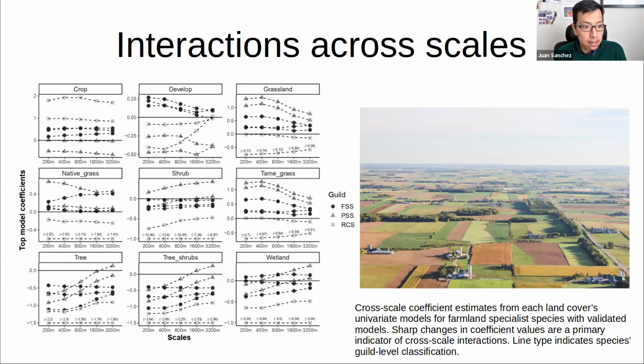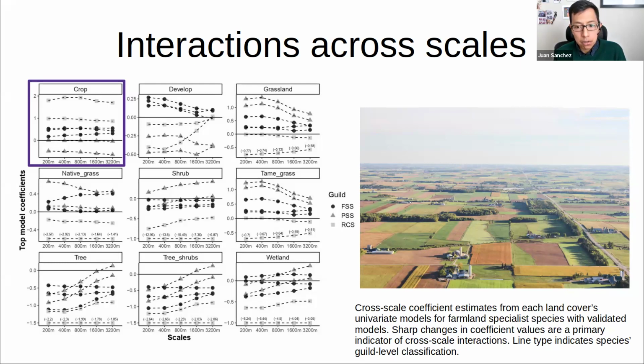So, for instance, you can see in crops that the interaction with the species was mostly constant across scales. The y-axes are the beta coefficients of the models, and if they are positive or negative, they indicate if the interaction with the land cover was favorable or unfavorable, if the species was selecting or avoiding the land cover. So I saw multiple behaviors in terms of how species perceive the specific land cover at different scales. In crops, I saw that there was no variation in how the species perceive the land cover.